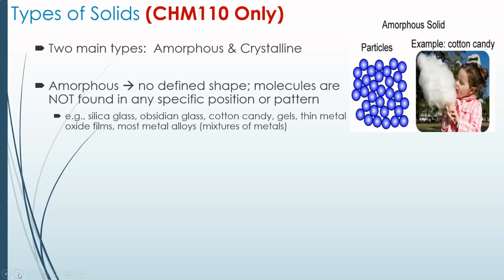There are lots of examples of amorphous solids. Silica glass, which is the glass you see in windows. Obsidian glass, this is from molten lava that's cooled very quickly, so the atoms have not had time to arrange themselves in a nice lattice, so you end up with this black glass. Cotton candy, gels, thin metal oxide films. So when you have some pure metal on the outside, you start getting it oxidizing, what we would call rust if we were talking about iron. These films tend to be amorphous, not having a real structure. Many metal alloys, mixtures of metals, tend to be amorphous.